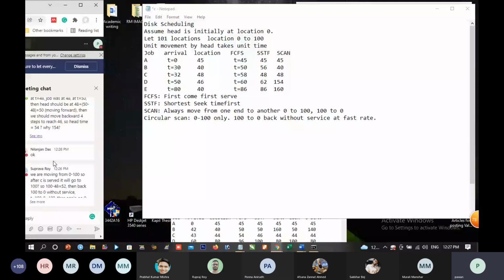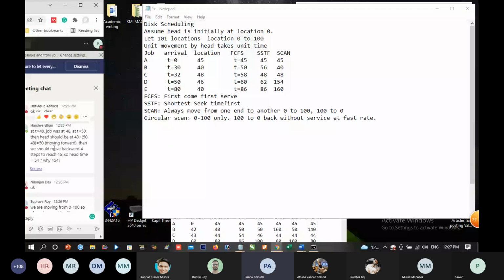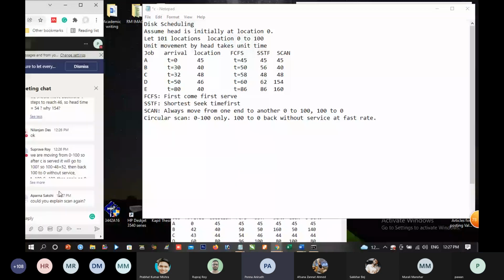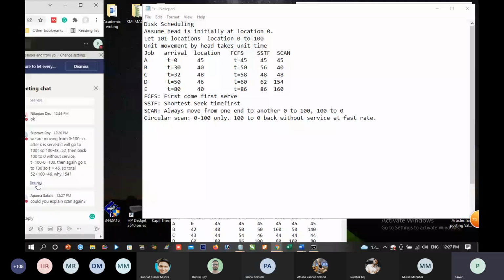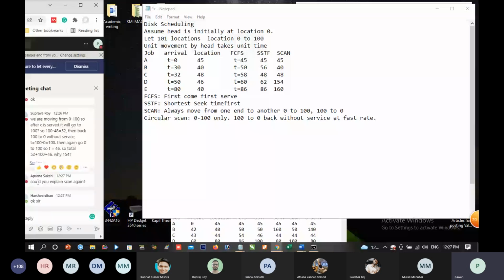You see, we shall be going up to 100. Then coming back from 100. Yes, it will go to 100. So 100 minus 48 is equal to 52. Then back from 100 to 0 without service.